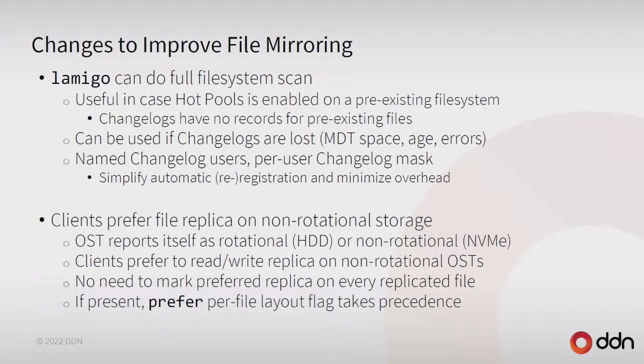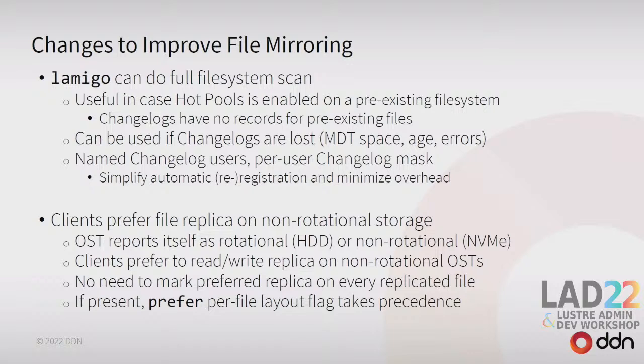And it's also useful if you have lost some changelog records. It's possible because changelogs are consuming space on your MDT devices, right? So you could run out of space, and then that would mean clearing some oldest changelog records, or there could be errors in the changelogs. So thanks to this scanning capability, it's possible to use Lamigo on already existing file systems. And there is also the named changelog user and a per user changelog mask that is new to Lustre, and it simplifies automatic registration and minimizes overhead at the same time.